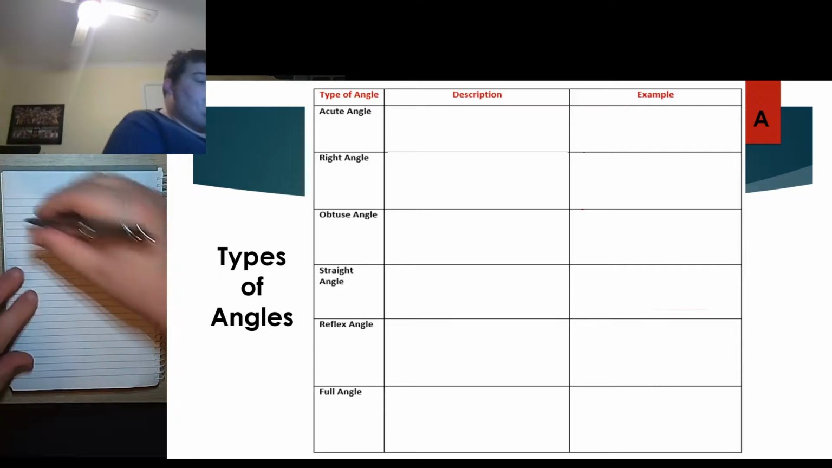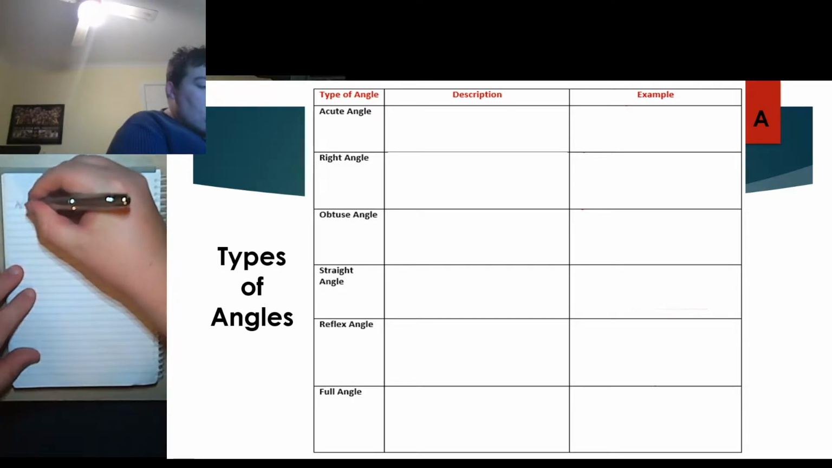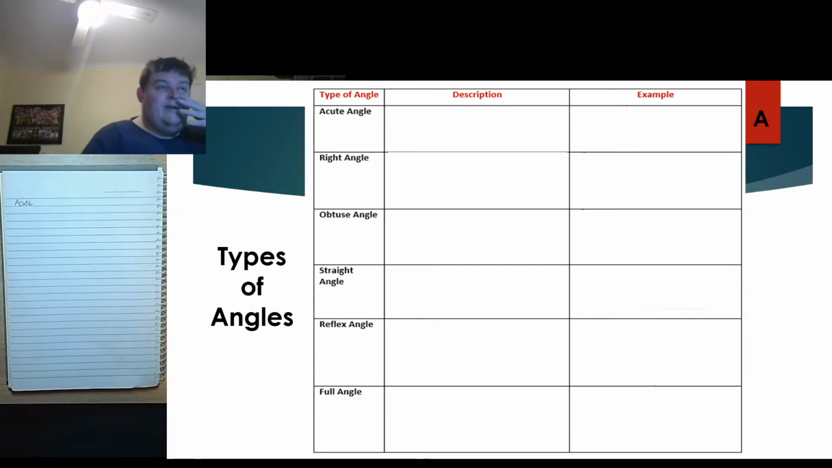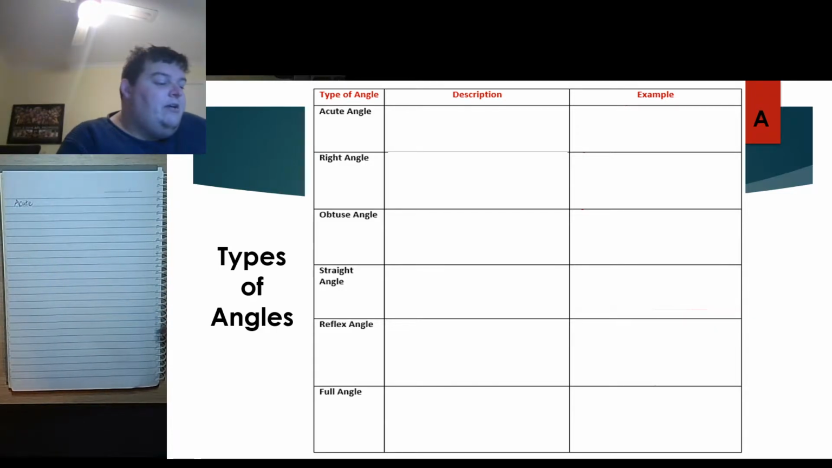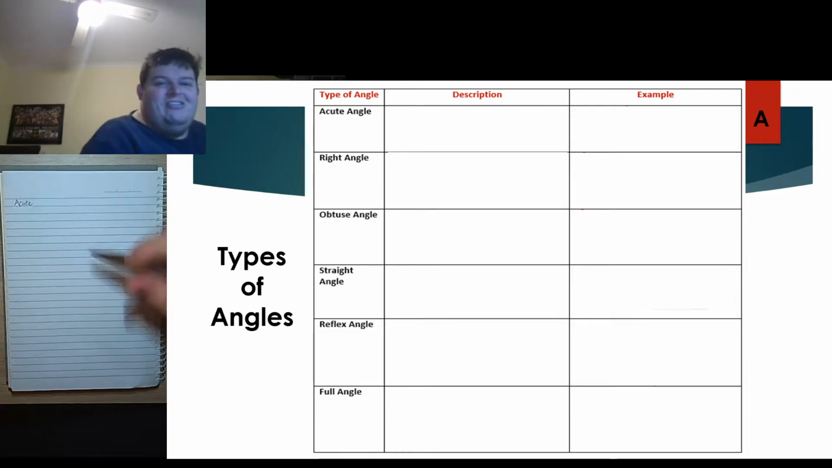So firstly, an acute angle. Now I'm going to jump in straight away because somebody always makes this joke about acute angle: it's when you see a good looking angle from across the room. You're like, hey, what's up? That's acute angle.